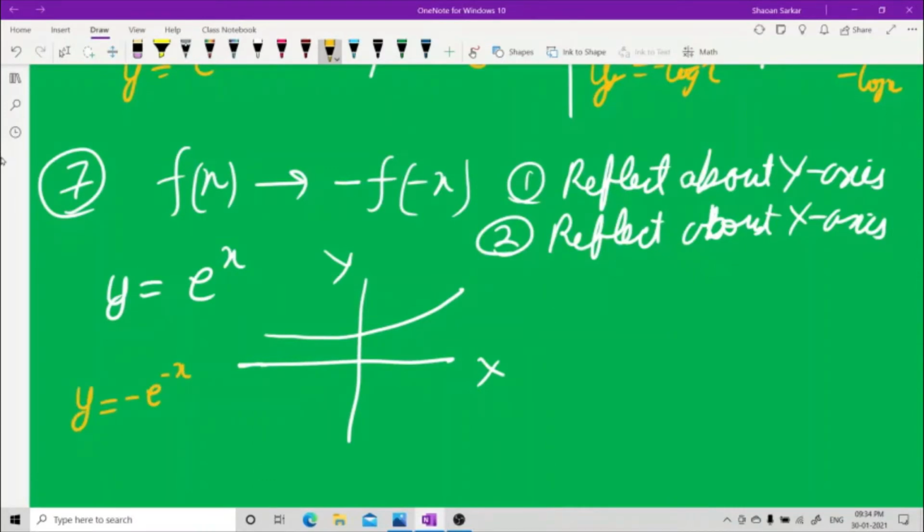So first you take the reflection about the y-axis. Y-axis reflection, this is your e to the power of x. Wait, let me write. This is e to the power of x. The first reflection about the y-axis is this, and this is e to the power of minus x. And then you take the reflection about the x-axis. That means this will come like this. That is minus e to the power of minus x. You got it.